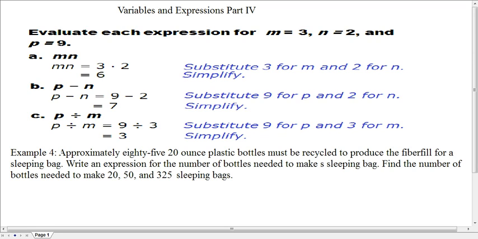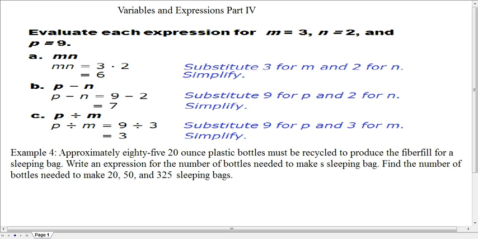Welcome back to our strategies on variables and expressions. So, when we left, we had a "your turn" that you had to evaluate. And so let's see your brilliancy so far. Evaluate each expression for m is equal to 3, n is equal to 2, and p is equal to 9.